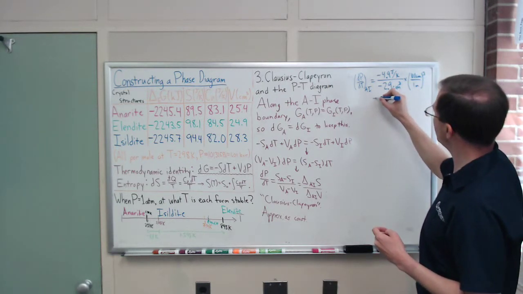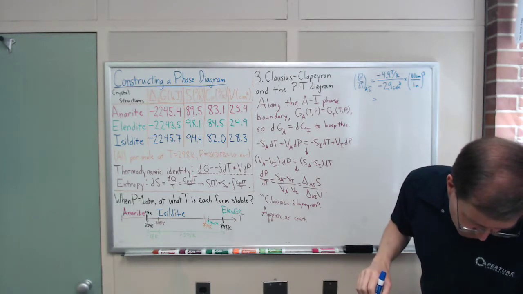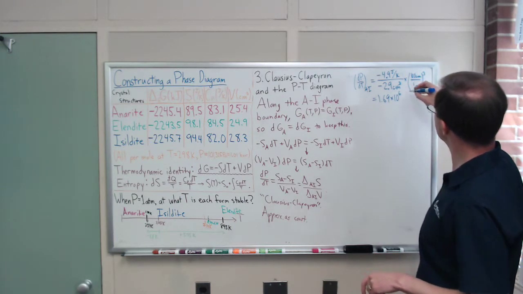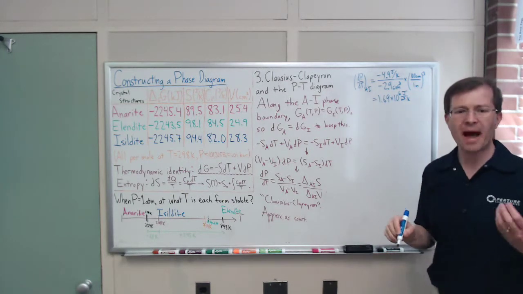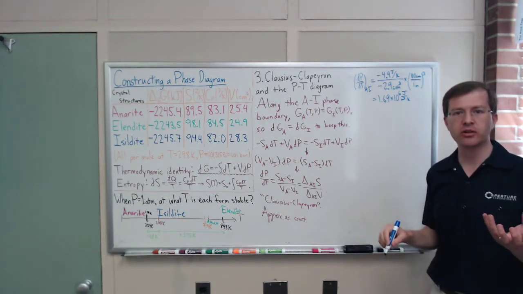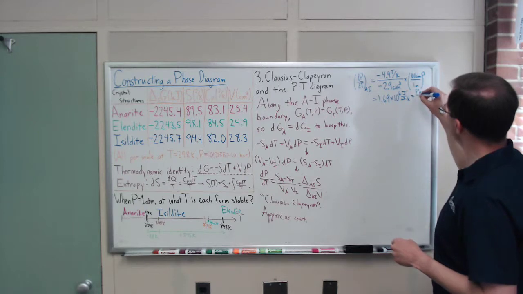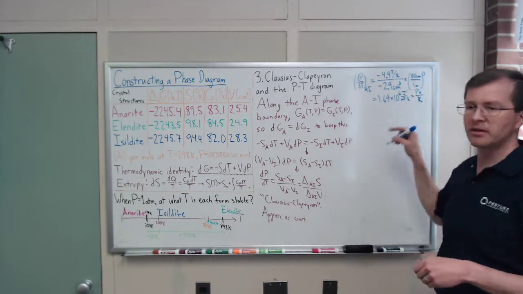So this is going to end up being, if I work out my numbers, 1.69 times 10 to the 6th, and this is joules per meter cubed Kelvin. And 1 pascal of pressure is 1 joule per meter cubed, it turns out. So this is pascals per Kelvin. I have a slope. That's great.